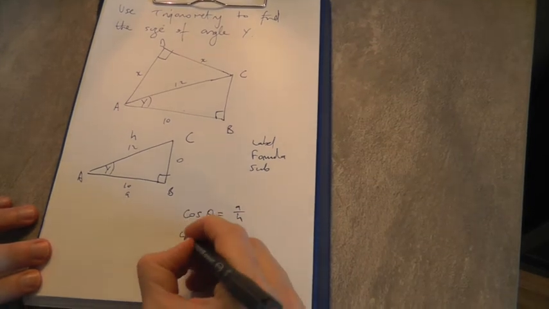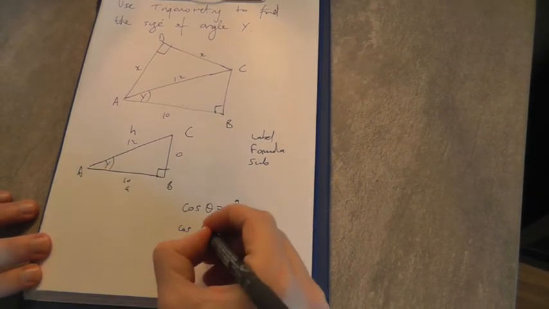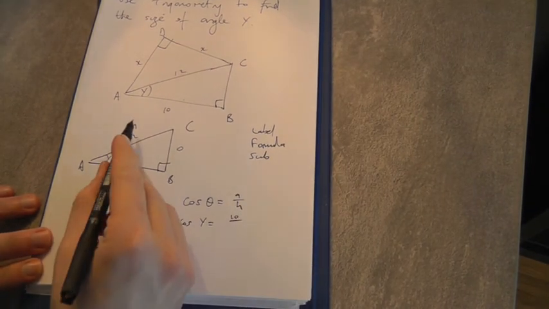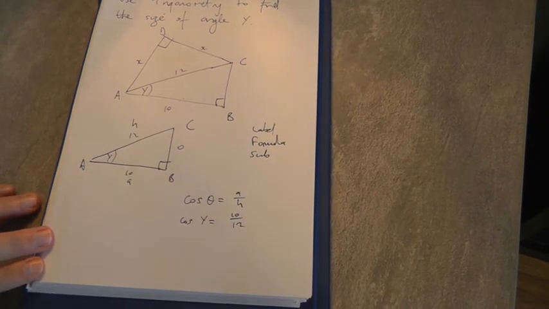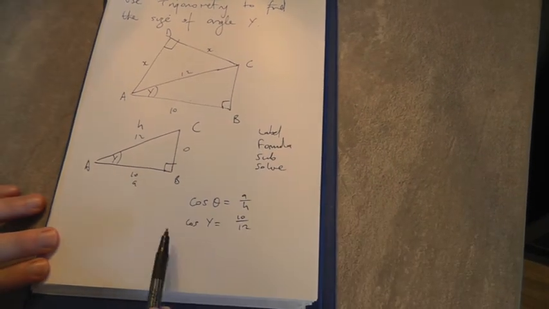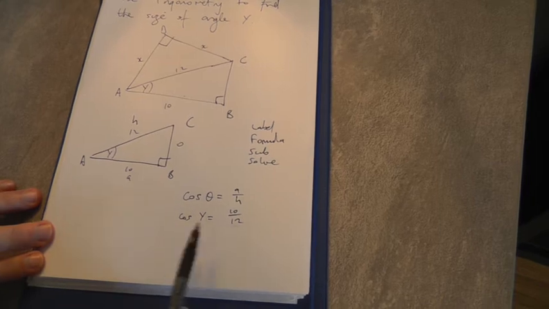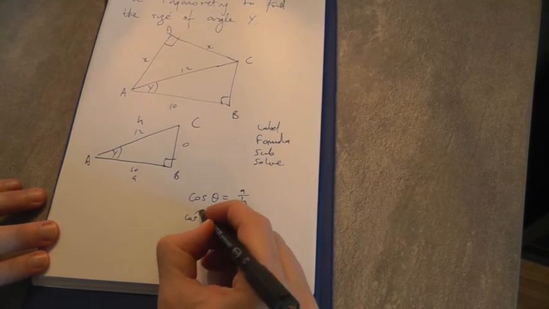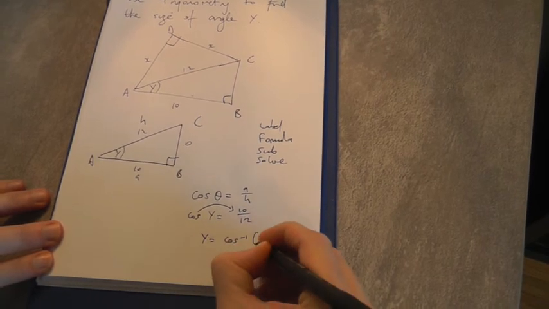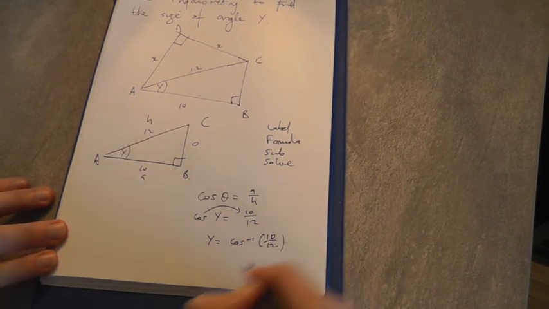The angle, not theta anymore, the angle is actually y, is equal to A, the adjacent side, over the hypotenuse, which is 12. So we've got this here. And then the last bit is to solve. Now solve, we actually have an equation here, and to solve I need to get y on its own. So I'm going to bring cos over, and that becomes cos inverse 10 over 12.